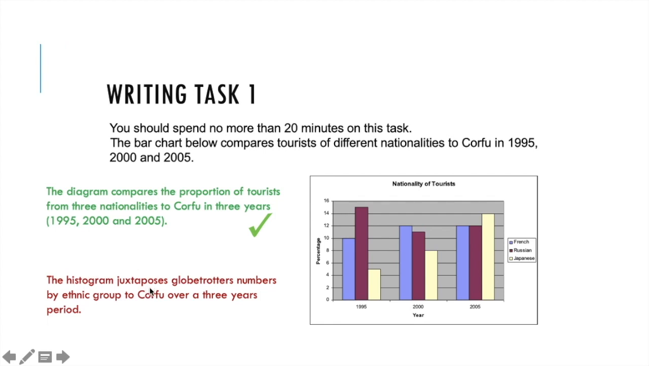Juxtaposes, again, quite low frequency vocabulary that sounds quite strange. Globetrotters, tourists, okay, again, isn't really a good synonym. Okay, so be careful with just picking words off a thesaurus or from Google that you think are synonyms. And we'll give that across. Okay, I don't want to see any of that.